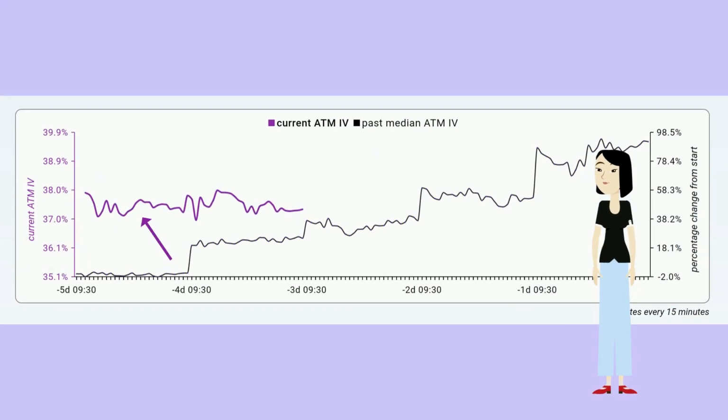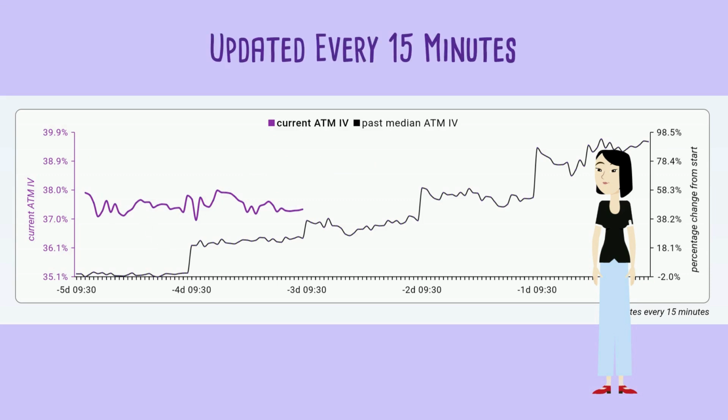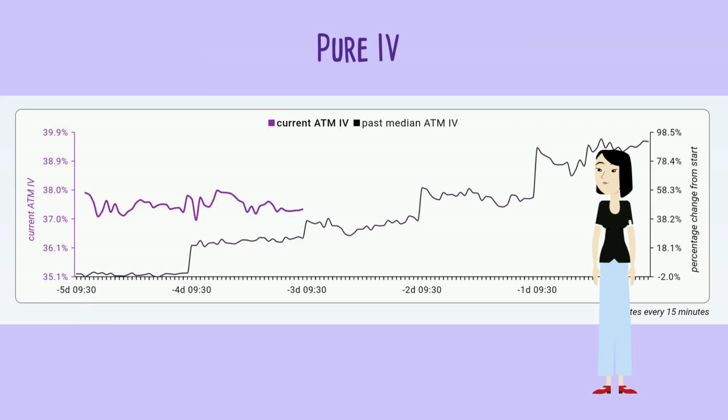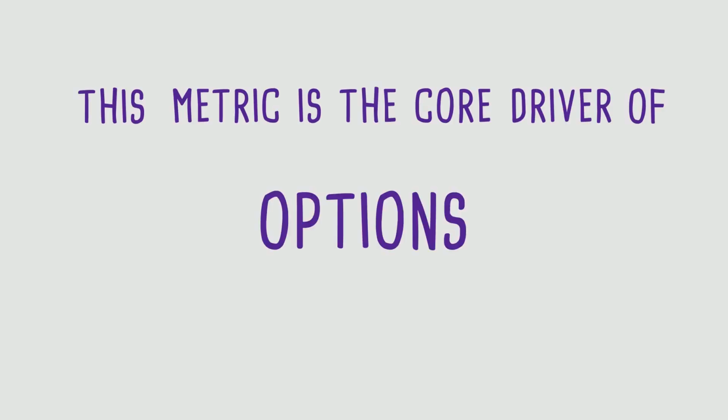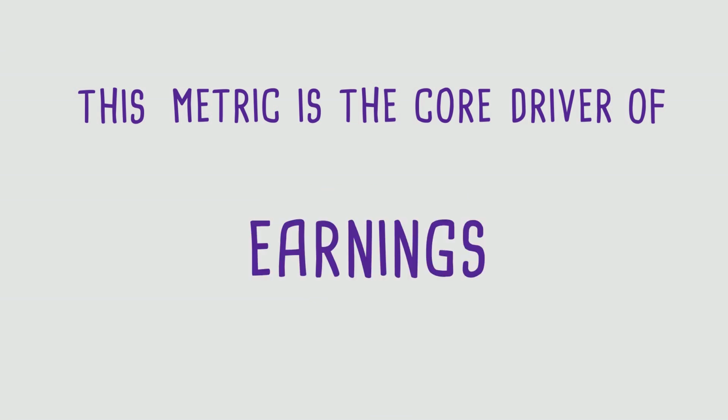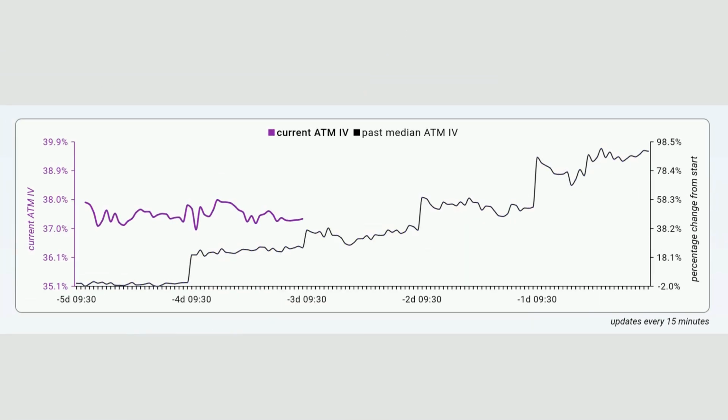In purple, we're showing the current at the money implied volatility. This is updated every 15 minutes, starting 5 trading days before the next earnings release. We refer to this as the pure IV. It's the IV of the straddle with strikes closest to the stock price at any point. This metric is the core driver of options value going into earnings, independent of skew or directional bets.